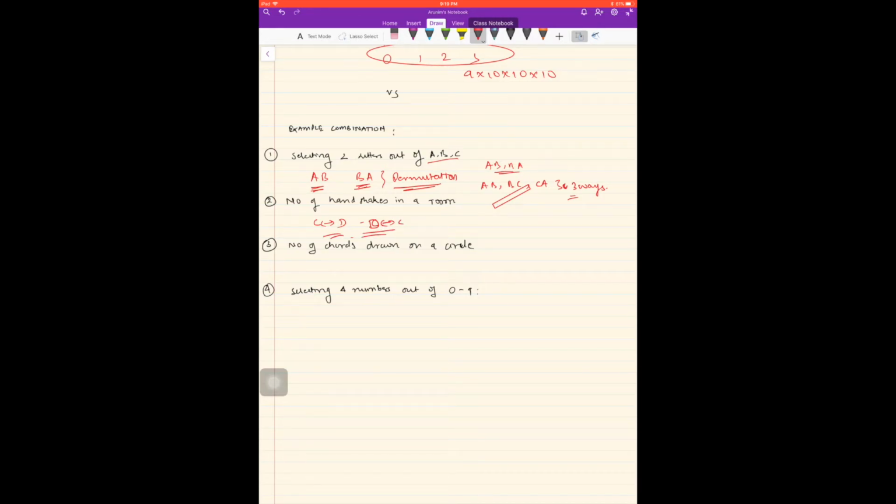Generally, I will now introduce this notation: nCr. nCr is the number of combinations of n things taken r at a time.